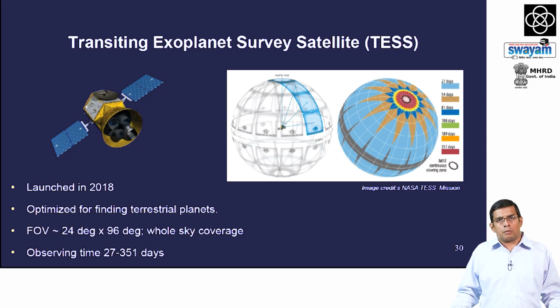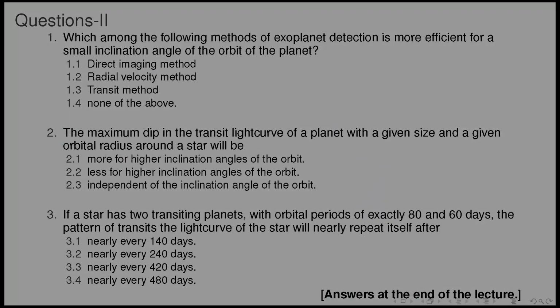The most current mission is also a NASA mission. This is a transiting exoplanet survey satellite called TESS. This was launched in 2018. This is optimized for finding terrestrial planets. This has a larger field of view, and this will cover the whole sky, unlike Kepler, over its mission time. But in each field, its observing time is between 27 days to 351 days.